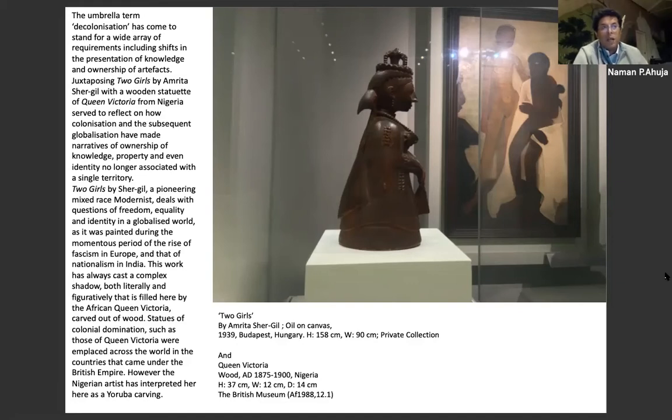This work has always cast a complex shadow, both literally and figuratively, that is filled here by the African Queen Victoria, carved out of wood. Statues of colonial domination, such as those of Queen Victoria, were emplaced across the world in the countries that came under the British Empire. However, the Nigerian artist here has interpreted her as a Yoruba carving. Testimonies challenge the narratives of history. And with that, the museum has to alter the ways in which history is learned.